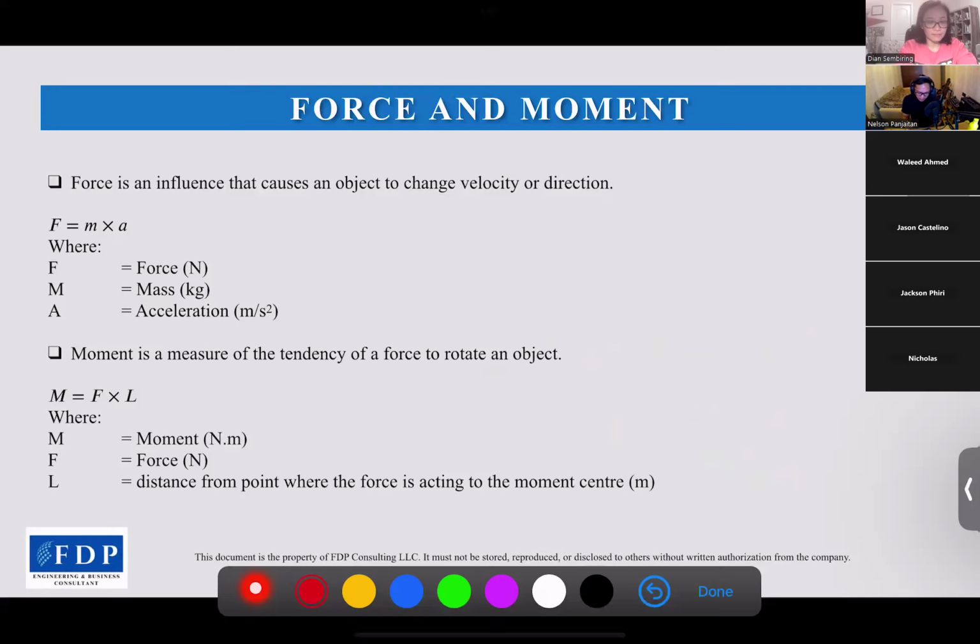And then we will also talk about force and moment. Force is an influence that causes an object to change velocity or direction. That happens because there is acceleration in this formula: force equals mass times acceleration. And moment is a measure of the tendency of a force to rotate an object. So from here, we can understand that the moment will happen when the force has a distance to the center of the moment. So it will be like this.